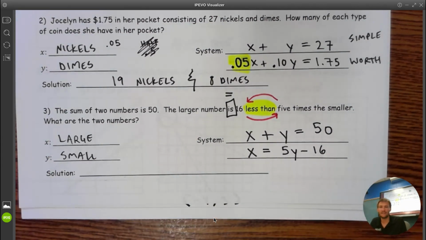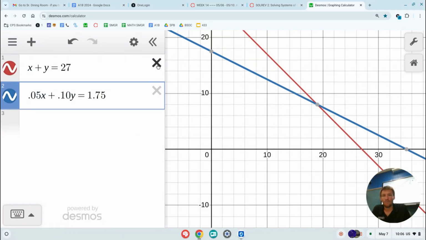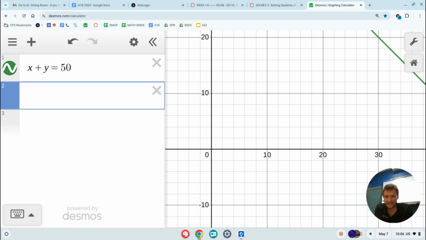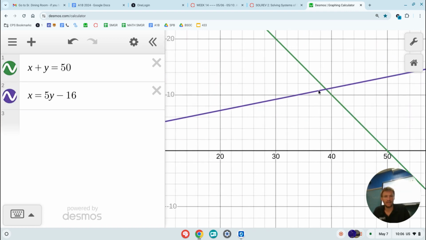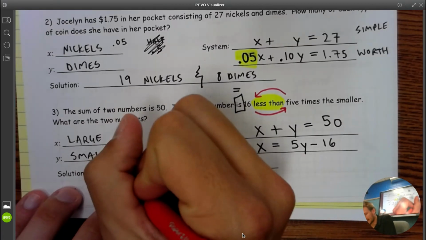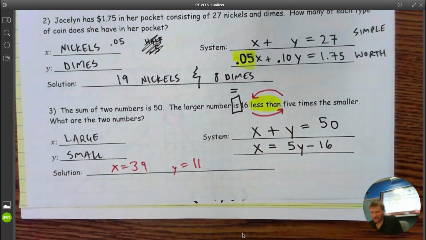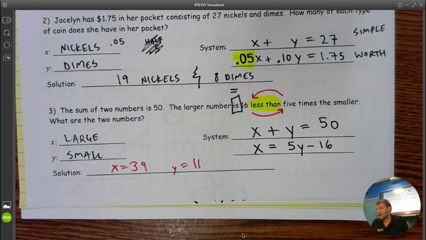I think we've done this enough. Let's just finish up and finish the notes. We've got X plus Y equals 50 and X equals 5Y minus 16. Look at where they touch. 39 and 11, that's the answer. X equals 39, Y equals 11, and we're done with the notes.